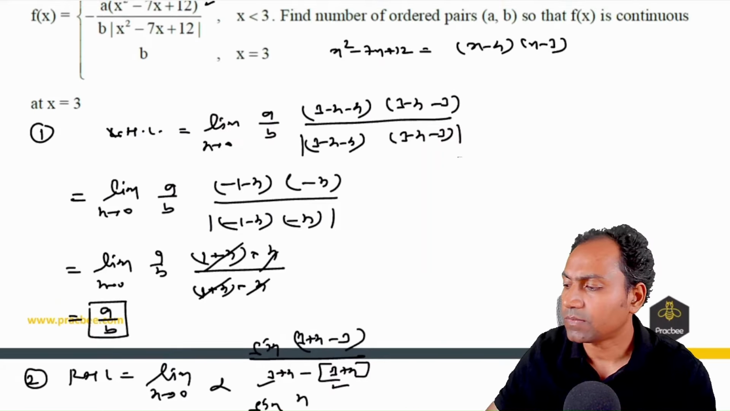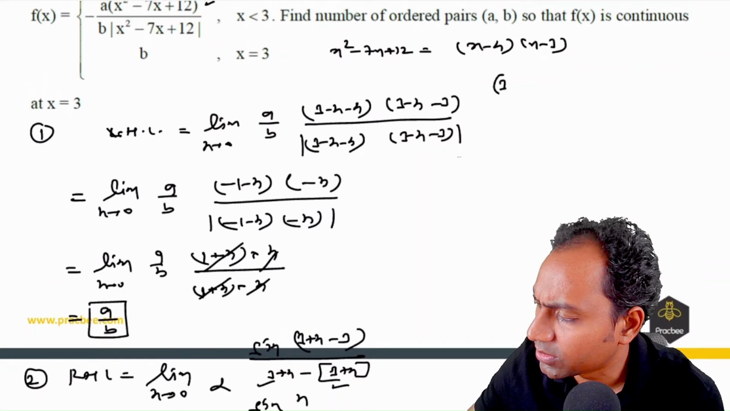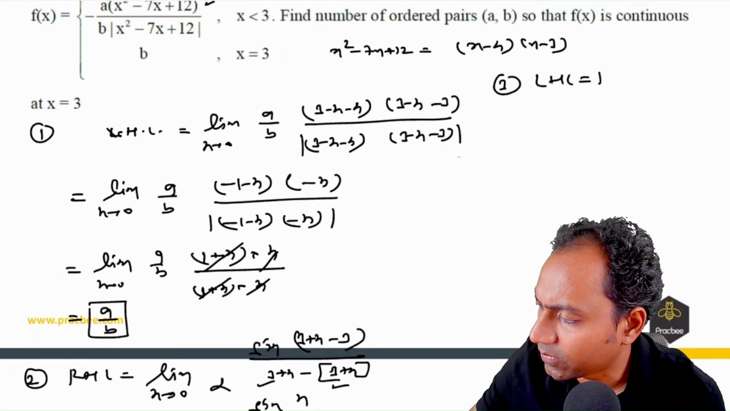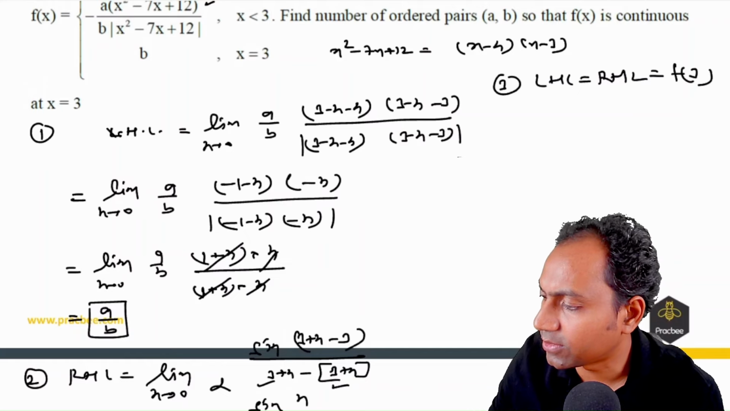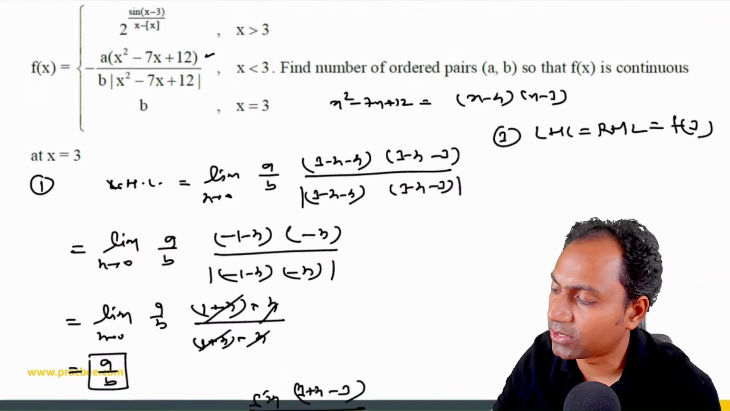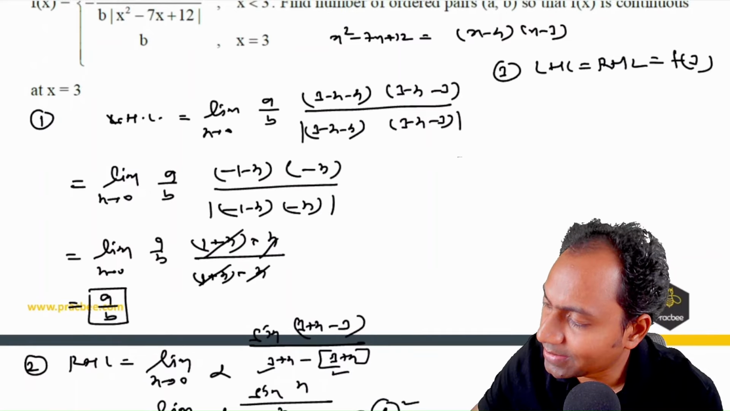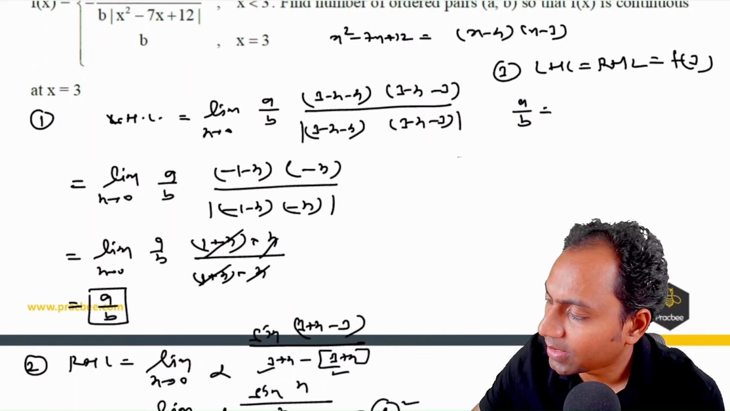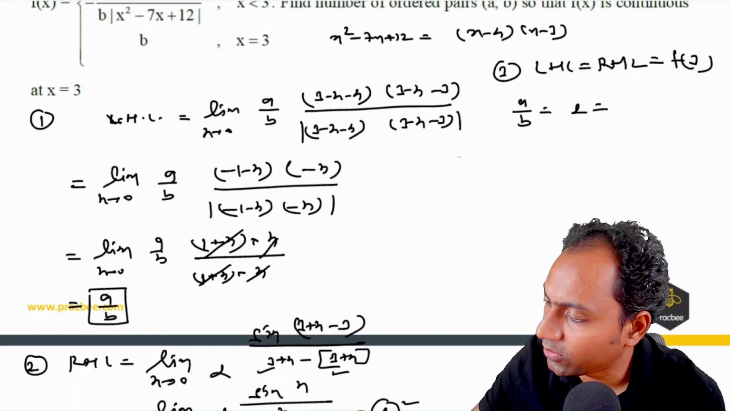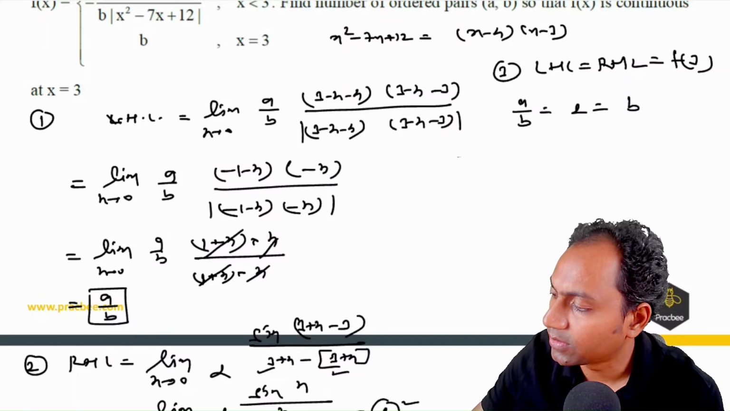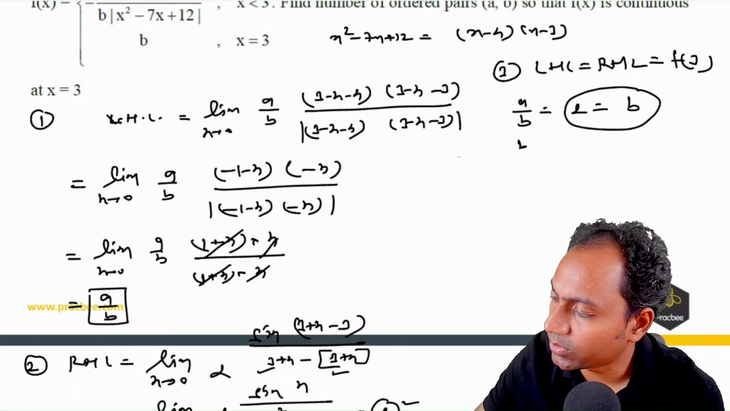Now let us equate. So in the third step, LHL will be equal to RHL will be equal to the value of the function at that point, because they have told us that the function is continuous. So if I take LHL, it is nothing but a by b. RHL is nothing but 2, and the value of the function at that point is nothing but b. So you can see the value of b comes out to be 2.